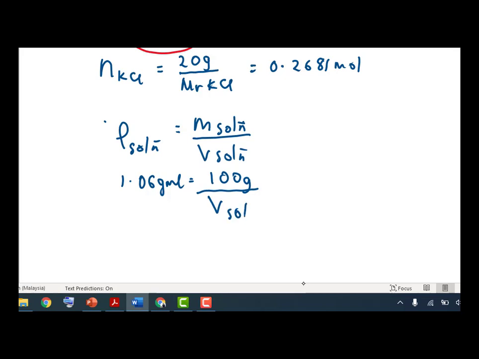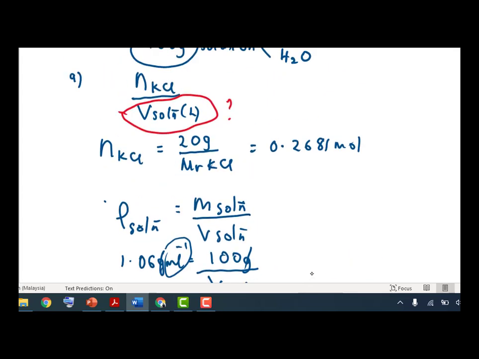Then of course you can calculate the volume of solution. So what is the volume of solution? And what is the unit? Must be in mil, of course, because you are given the density in gram per mil. So you cancel off gram, and you have the final unit of mil. Right? So what to do with the mil? To convert into liter.